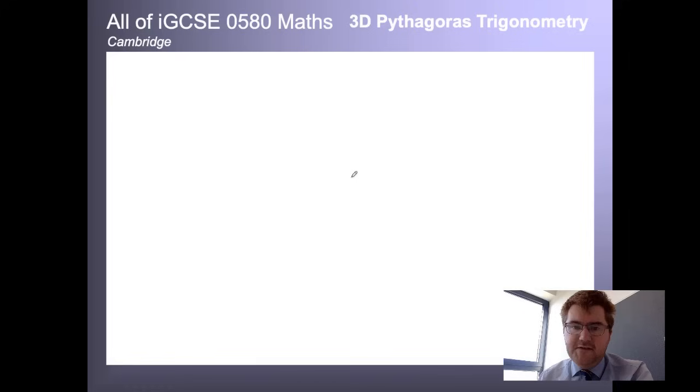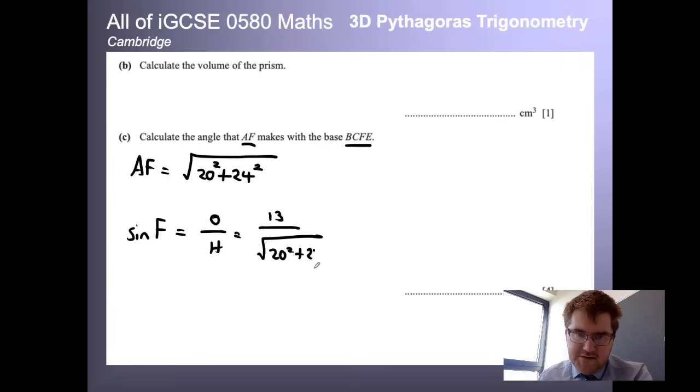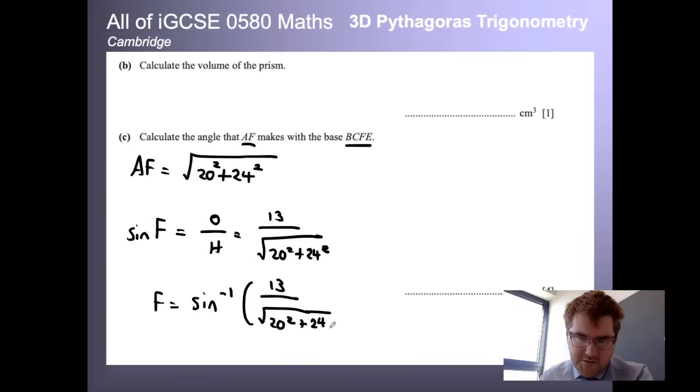So let's call this F as the angle. To work out sine F, I do opposite over hypotenuse. Well, the opposite was 13. Hypotenuse is what I just worked out, so the square root of 20 squared plus 24 squared. And remember, to work out what the F angle actually is, the opposite of sining something is the inverse of sine. So I want to do sine inverse 13 divided by the square root of 20 squared plus 24 squared.